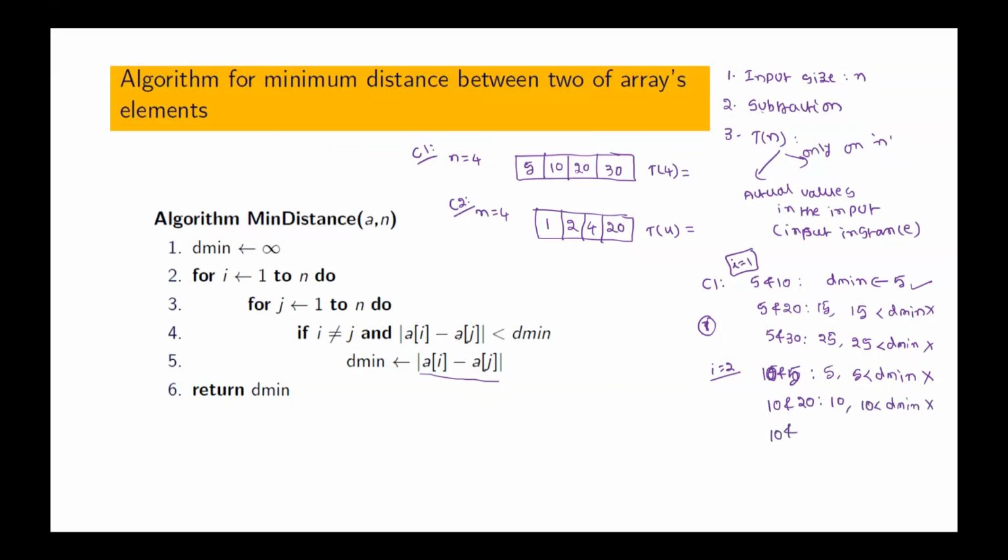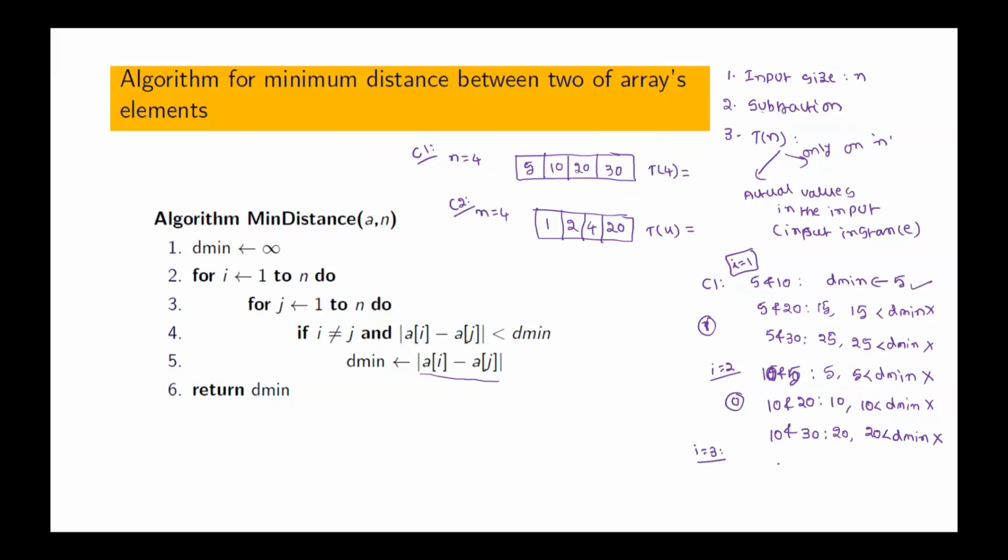Next 10 and 30. A of I is A of 2, which is 10. 10 minus A of 4, and A of 4 is 30. What is the value? 20. Is that okay? Yes. So 20 is less than D minimum? Here also the condition failed. So how many times is it performed? 0 times. Next, when I equals 3, similarly you can check how many times it is performed. It is also 0 times.